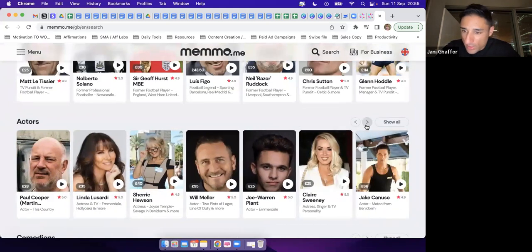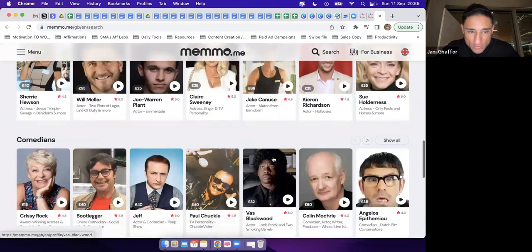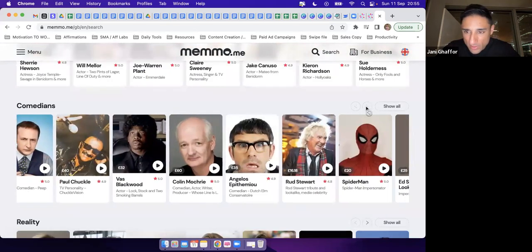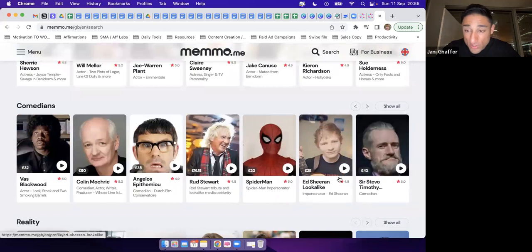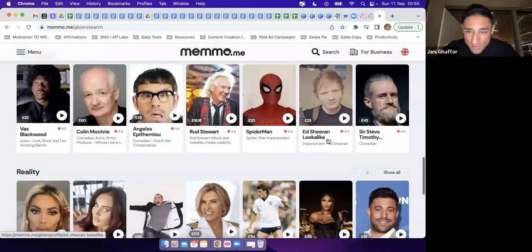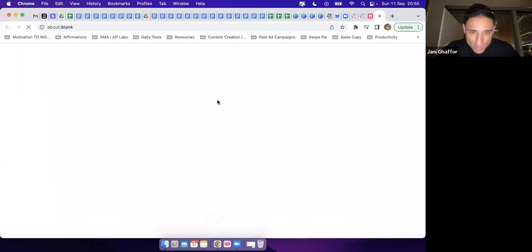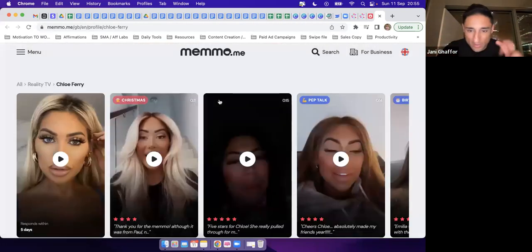And it's not all UK, but there are a lot of UK celebs on here. Comedians. So there are some US ones here too. Oh, Ed Sheeran lookalike. Look at that. Okay, she's probably the most well-known in this category here, right? She's like a UK celeb. So let's think about what we can do here.